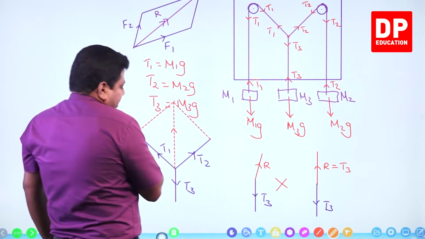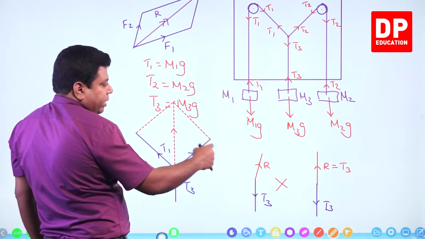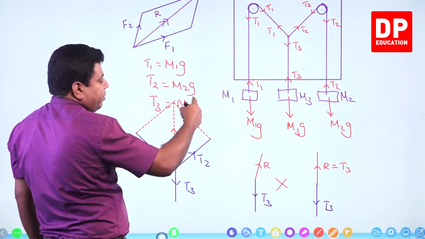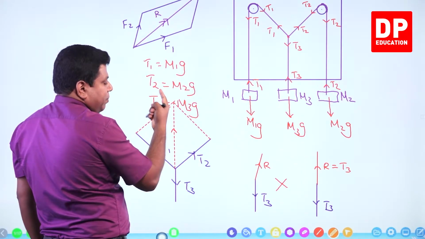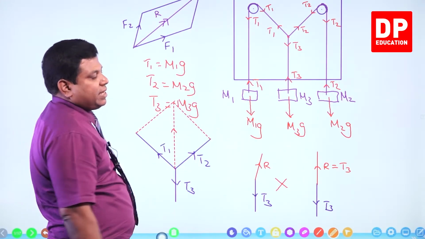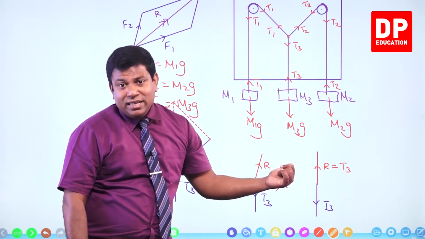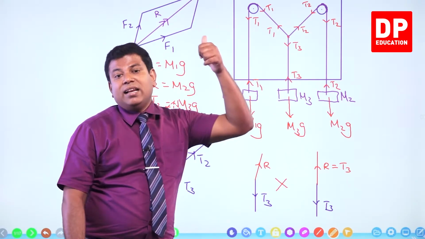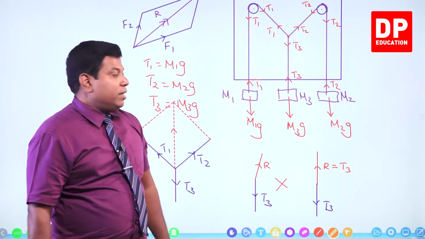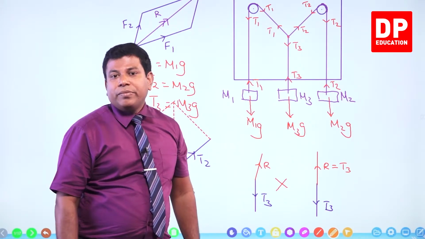Again, draw the line for T1, draw the line for T2. Complete the parallelogram. Draw the diagonal. Measure the diagonal. Multiply by the scale. Now, we have already proven that gives this middle weight, right? Therefore, the diagonal will give us the weight on the middle string.